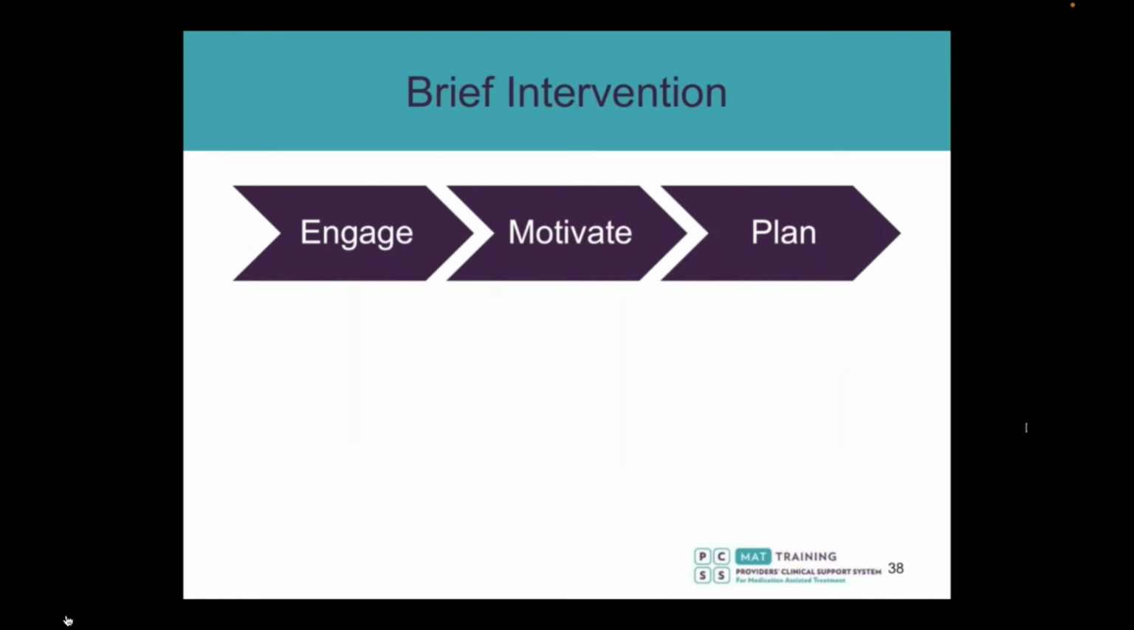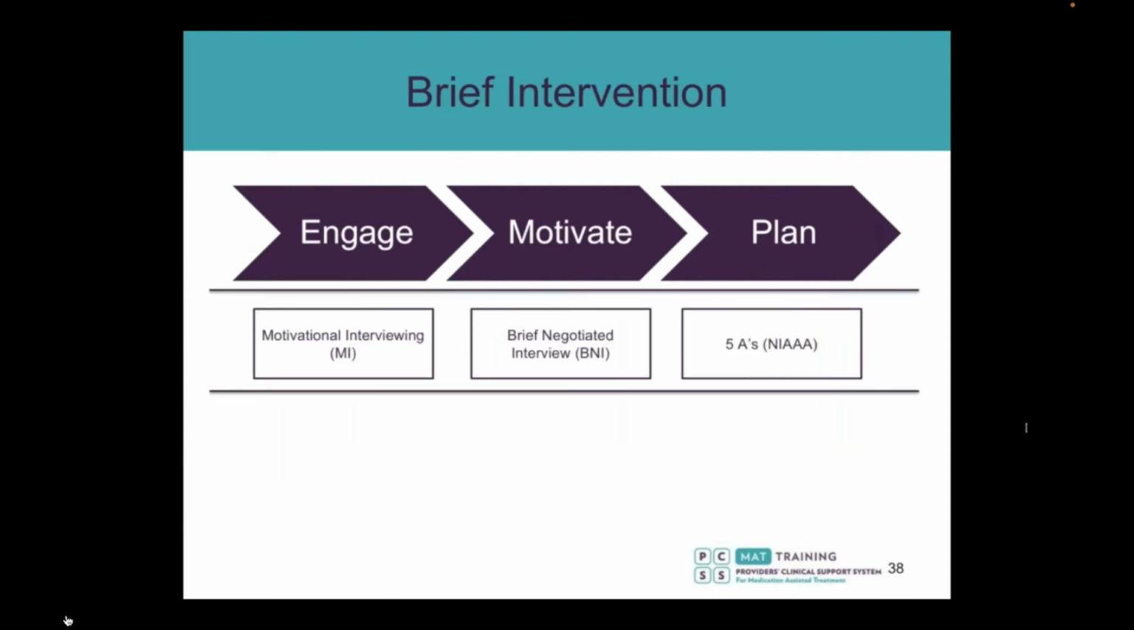So thinking about brief intervention, broadly speaking, the major elements of brief intervention are engagement, motivation, and planning. And there are three similar methods of providing a brief intervention. So motivational interviewing, or MI, includes engaging a patient, focusing, evoking, and planning. It sounds similar to engagement, motivation, and plan. BNI, or brief negotiated interview, raises the subject, provides feedback, enhances motivation, negotiates a plan. Again, sounds pretty similar. And then the 5 A's of NIAAA, which is ask, advise, assess, assist, and arrange.